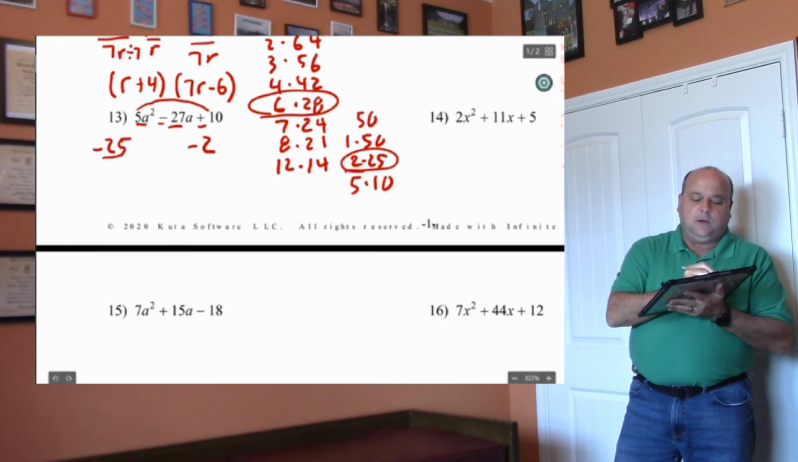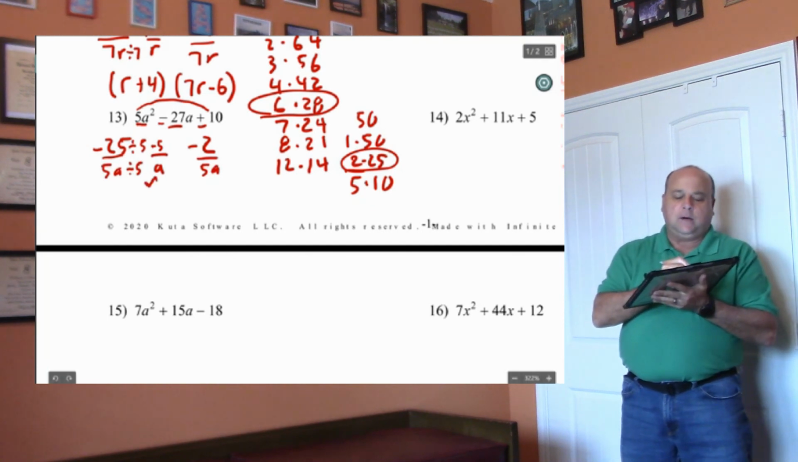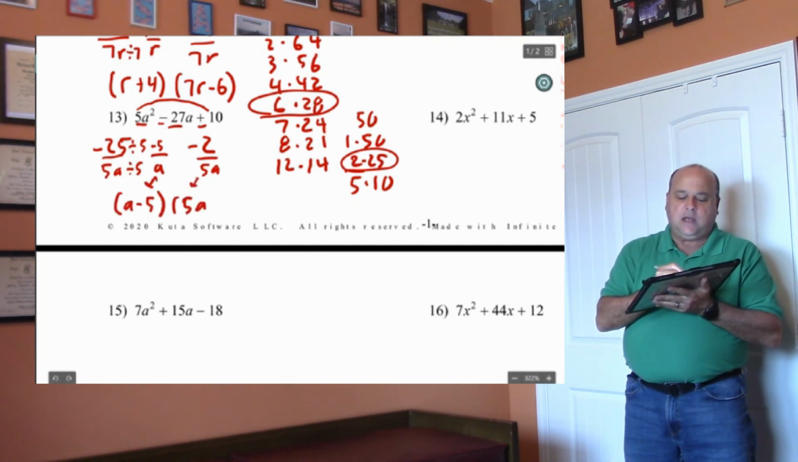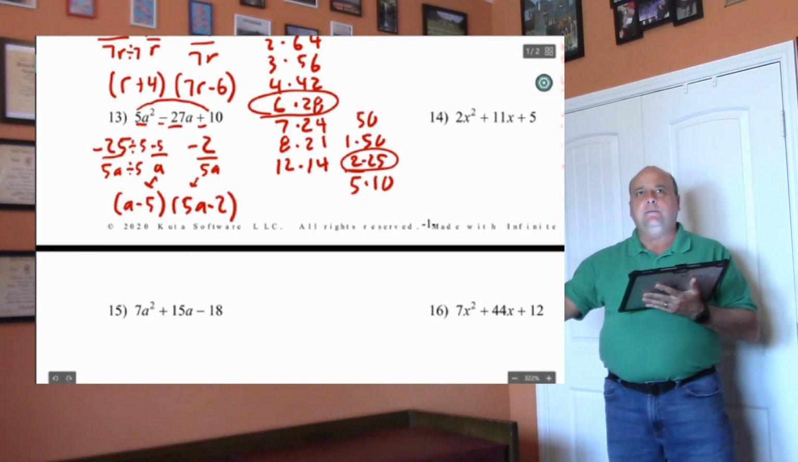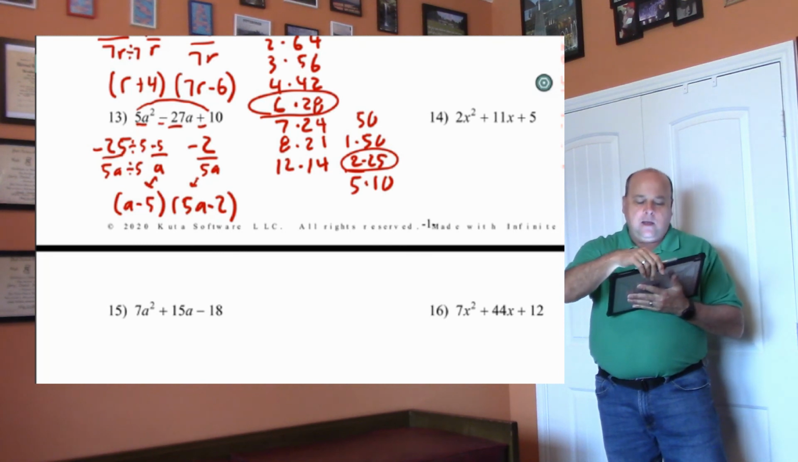Now we're going to divide both sides by 5a. And these divide by 5. So I'm going to get negative 5 over a. And now my parentheses are right here and right here, aren't they? A minus 5 and 5a minus 2. And if I did my full method and multiplied them, I would go up to the problem, okay?